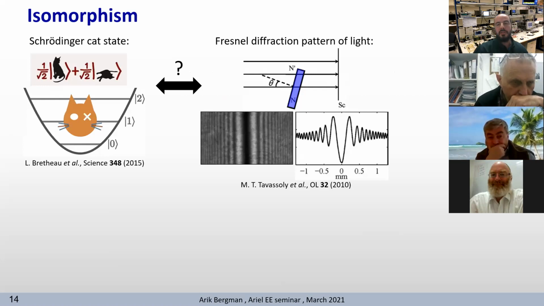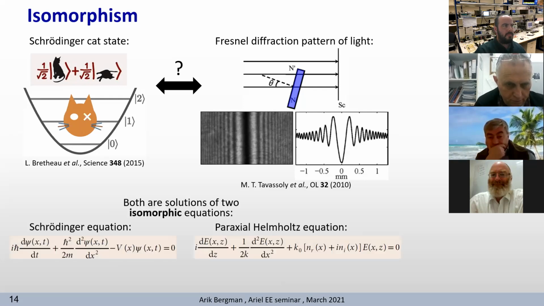Let's start with a short association game. What do the Schrödinger cat state of a quantum particle and the Fresnel diffraction pattern of light have in common? Well, they are both solutions of two isomorphic equations, the Schrödinger equation and the paraxial Helmholtz equation.